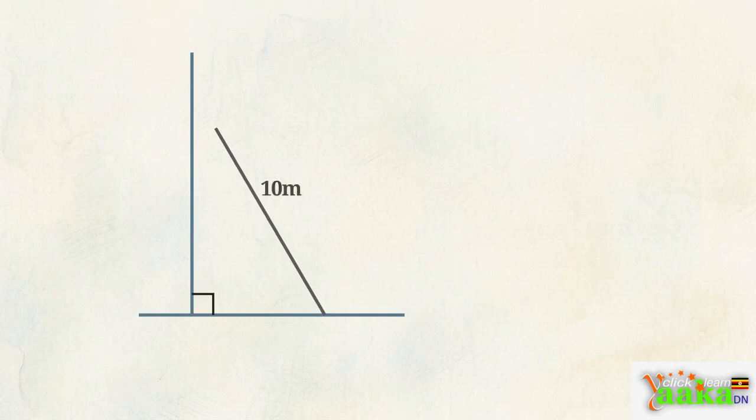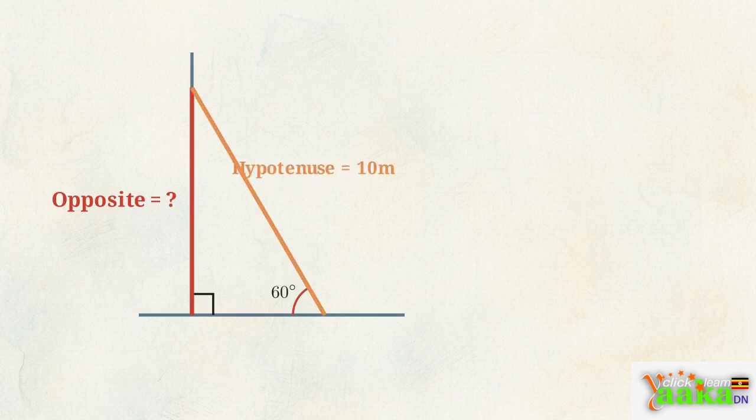This diagram illustrates a 10-meter ladder leaning against a brick wall. The ladder makes a 60-degree angle with the ground. We need to find exactly how far up the wall this ladder reaches, which means we are solving for the opposite side. Looking at what we know, we have the hypotenuse, which is 10, and we need the opposite. That points us directly to the sine ratio, or the SOH in SOHCAHTOA.